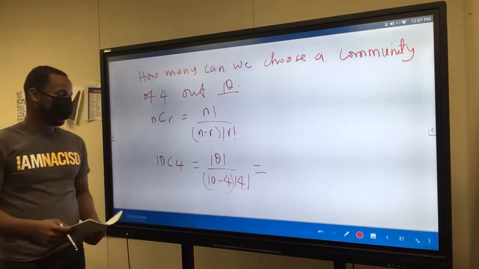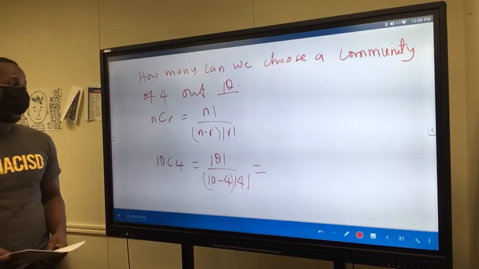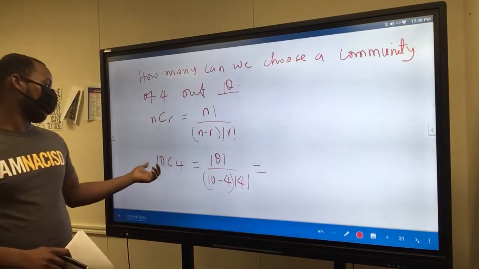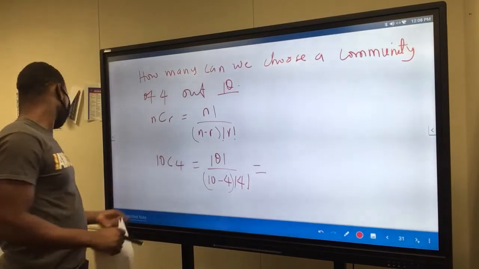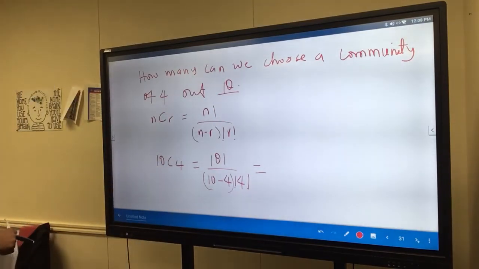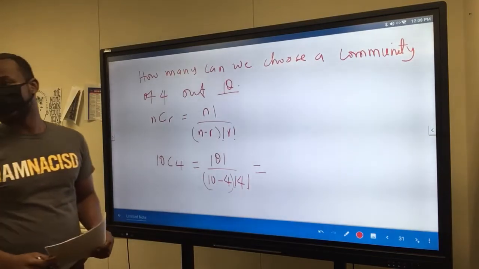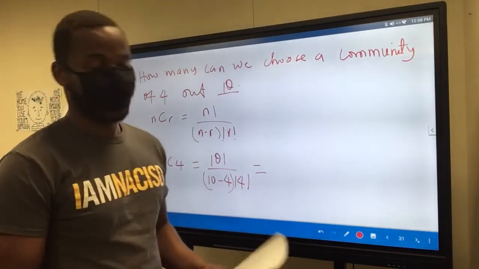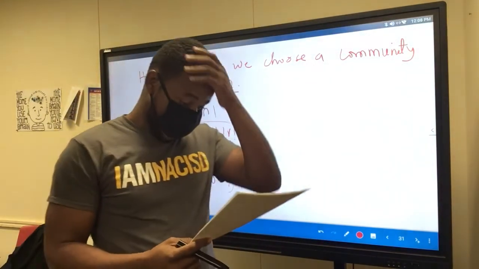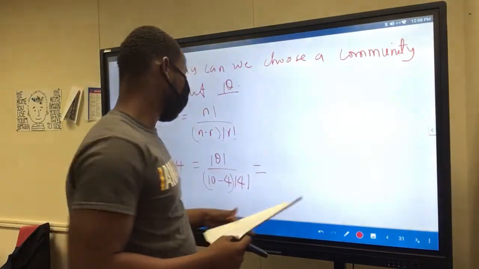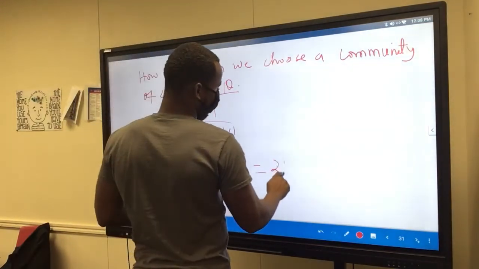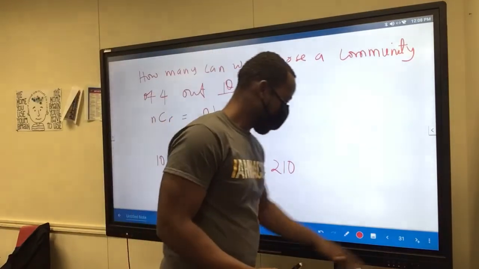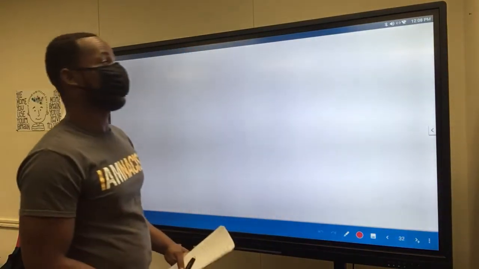If you have a calculator, you can use it to solve for this. There is a symbol on each calculator that you can use. So what's 10 combination 4? It's 210. Okay, so 10 combination 4 is 210. Perfect.